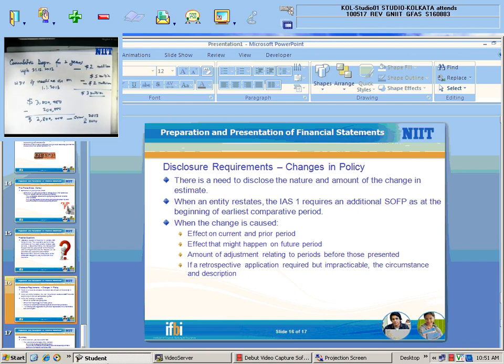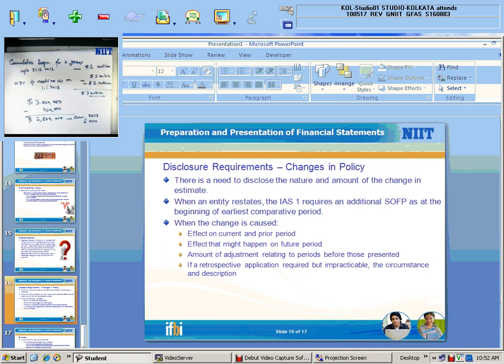When the change is caused, the effect on the current and prior period should be disclosed. The effect that might happen on the future period should be disclosed. An amount of adjustment relating to periods before those presented will be disclosed. And if a retrospective application is required but impracticable, the circumstances and description should be disclosed. So these are the disclosure requirements for changes in accounting policy, accounting estimate, etc.